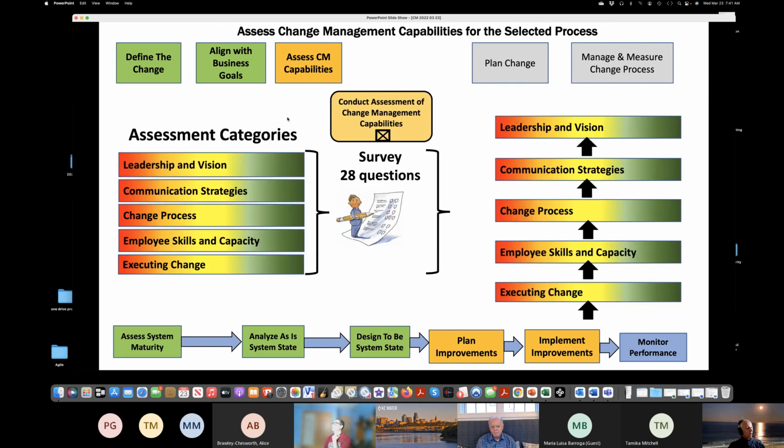So what we are starting with is a draft of that tool to conduct the assessment of change management capabilities that is built around 5 categories. Each one of these maturity models typically has different aspects and categories. Currently we have a first draft survey of 28 questions to assess the capabilities that have to do with leadership and vision, communication strategies, change process, employee skill and capacity, and executing change. That's where we are right now, we're building this step.